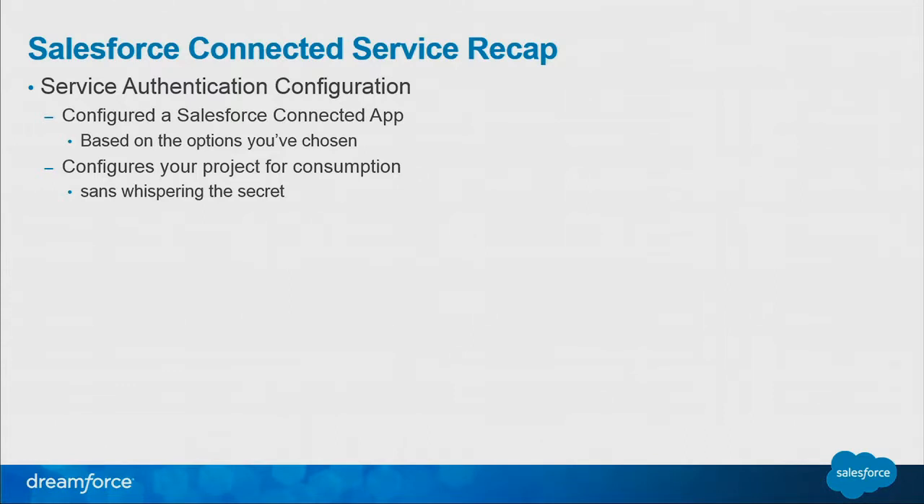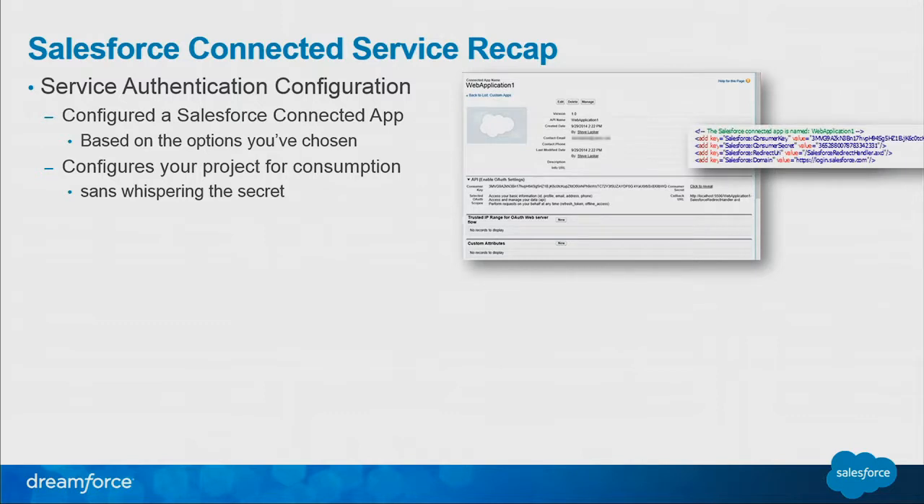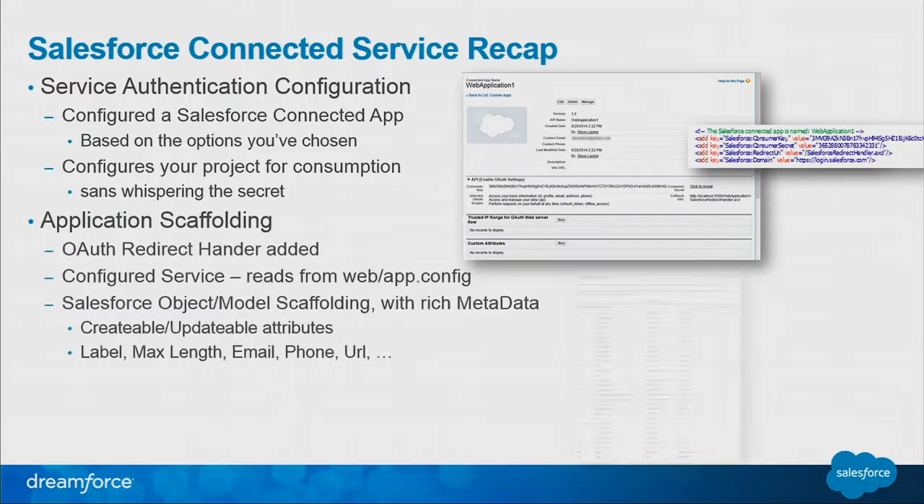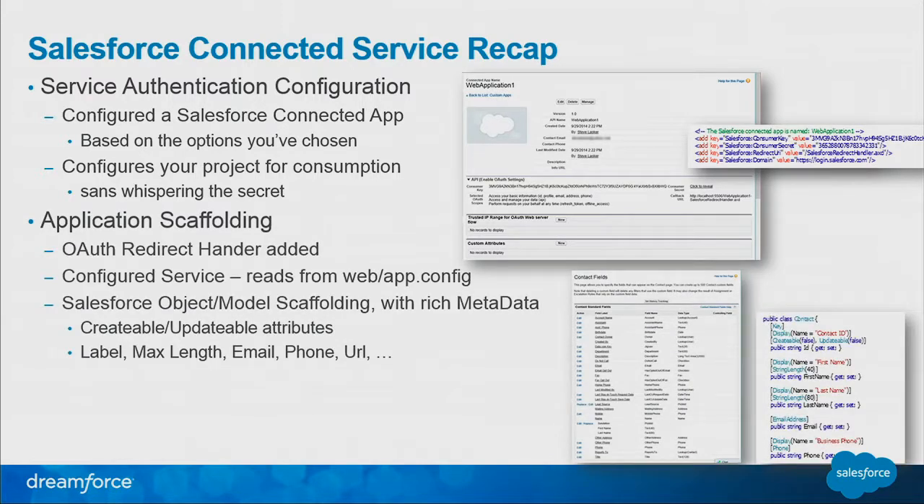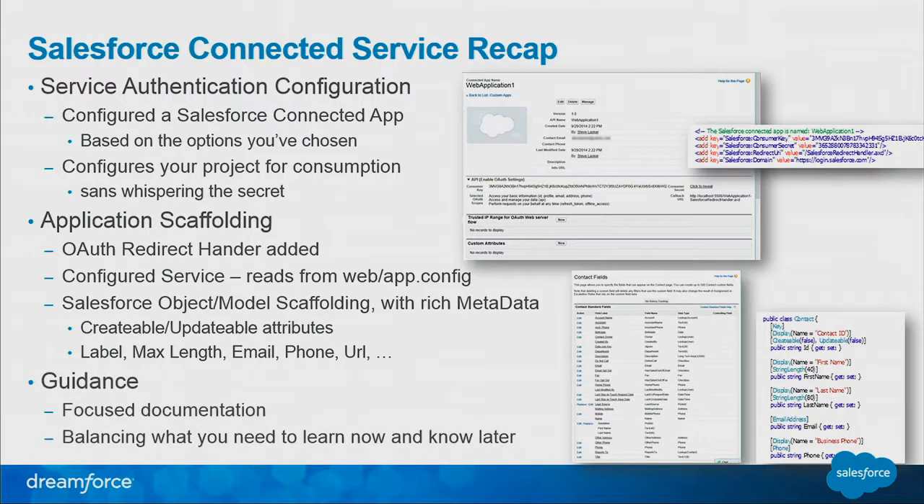All right. So we did Salesforce configuration. We created the connected app for you. Of course, it's your connected app. You can edit it. We try to have the right defaults in there to start. We brought that configuration into your project. We've scaffolded out the code that is the options that you've chosen on top of the runtime SDK and the objects that you wanted from your schema.